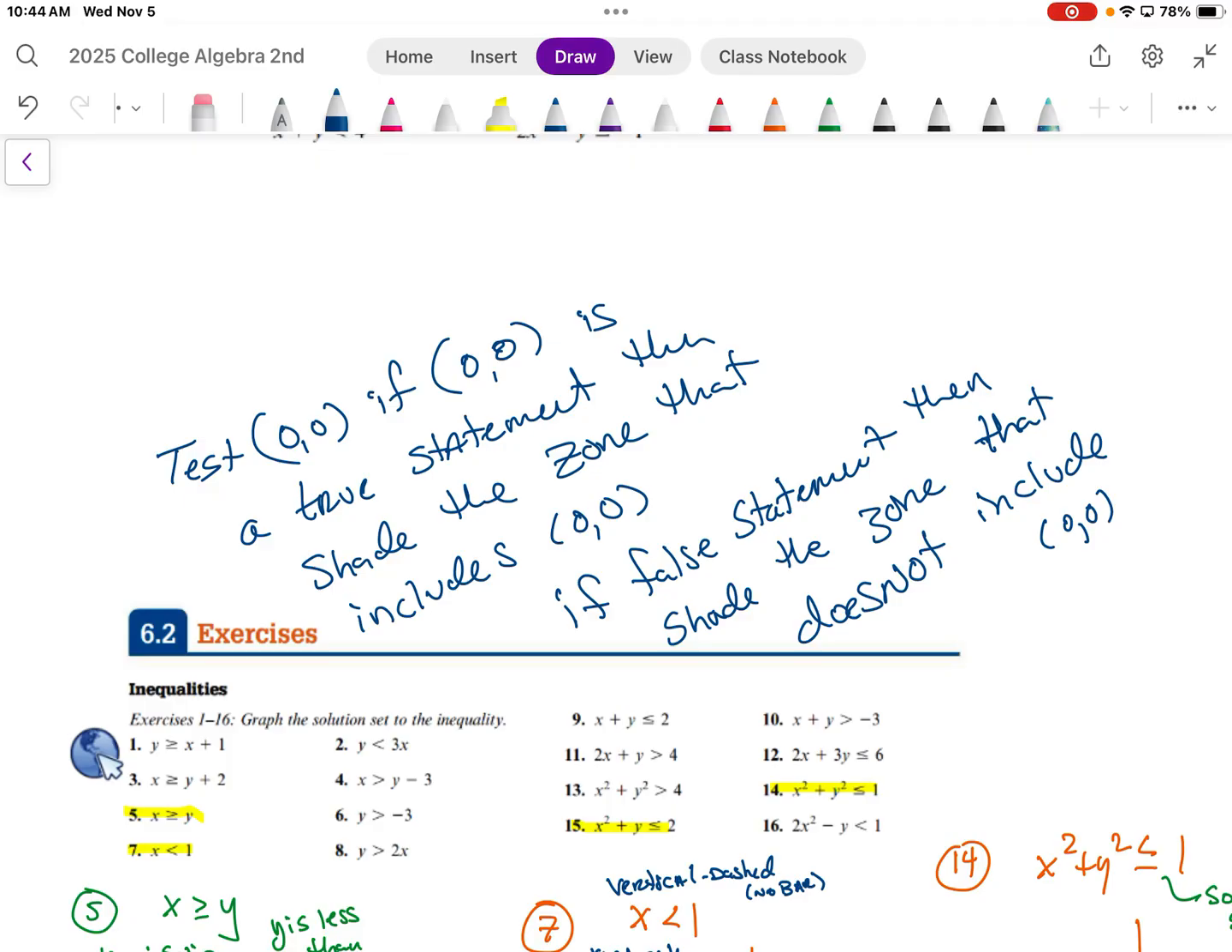Pick something that looks like it's not on that line, and then pick another ordered pair that's nice and easy. Test that point. If you get a true statement, you shade where that point is. If you get a false statement, you shade the other side. Okay, so again, those are your options. You choose what you want to do.